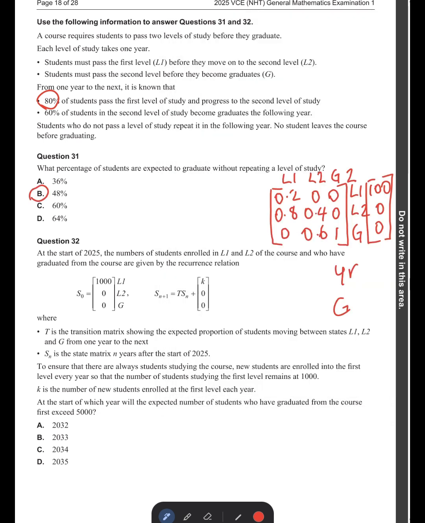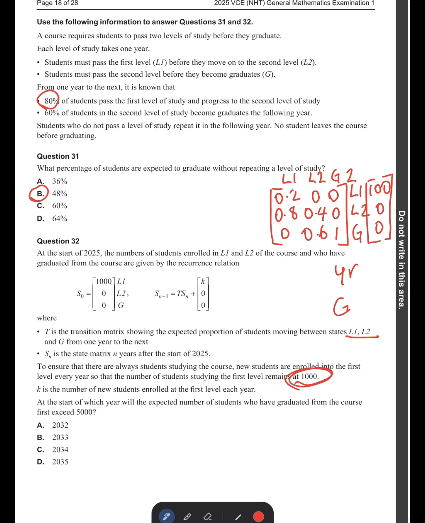At the start of 2025, the number of students enrolled in L1 and L2 of the course who have graduated from the course are given by the recurrence relation. T is the transition matrix showing the expected proportion of students moving from L1 to L2 to G 1 year to the next. SN is a state matrix n years after the start of 2025. To ensure that there are always students studying the new course, new students are enrolled in the first level every year so that the number of students studying the course remains at 1,000.